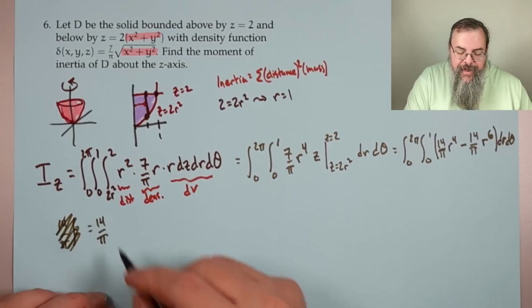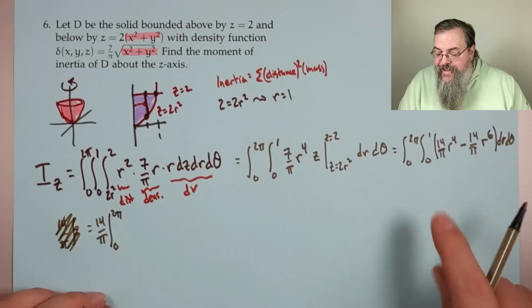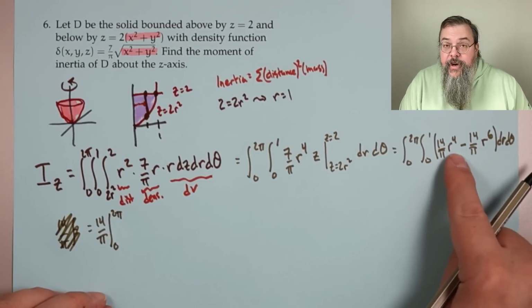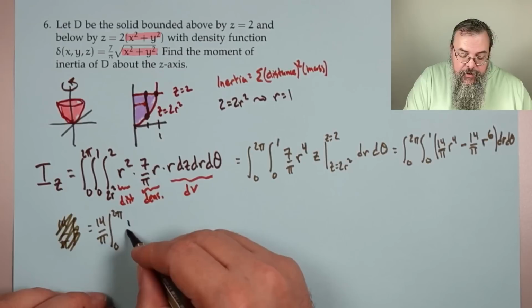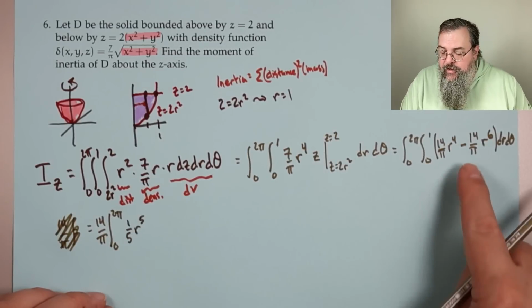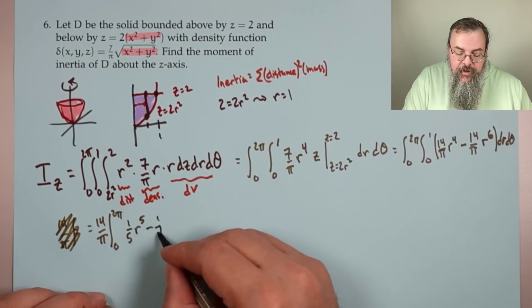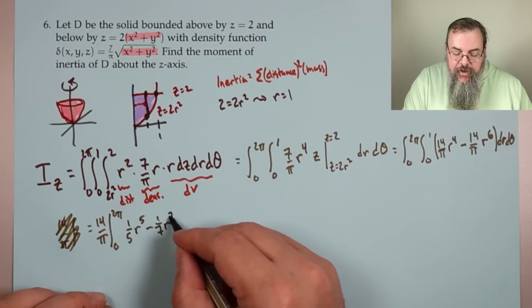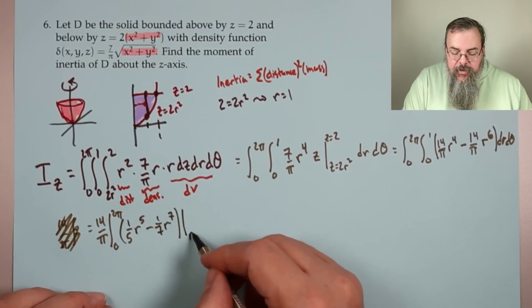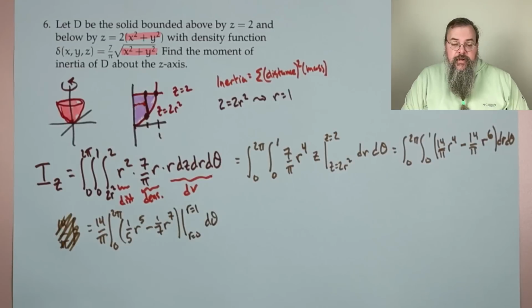Okay, 14 over pi, integral, 0 to 2 pi. And, all right, we've already pulled out the constants. Integral of r to the 4th, 1/5 r to the 5th. Integral of r to the 6th, 1/7 r to the 7th. And now evaluate from r equals 0 to r equals 1 and integrate that with respect to theta.